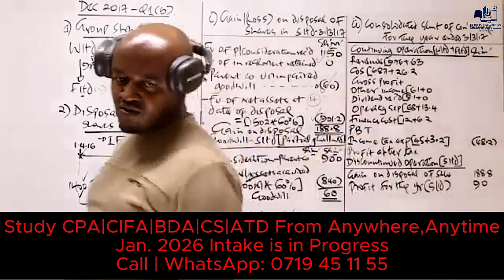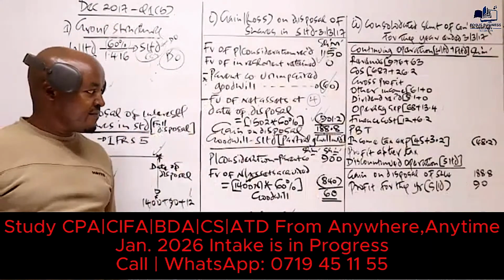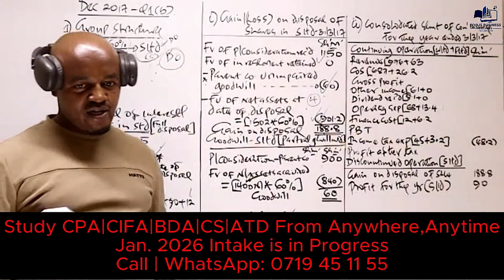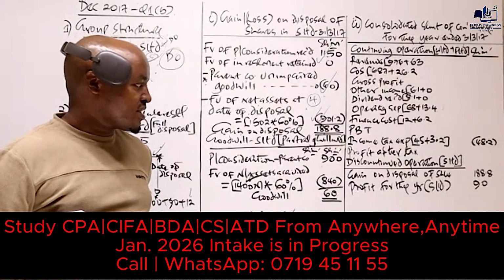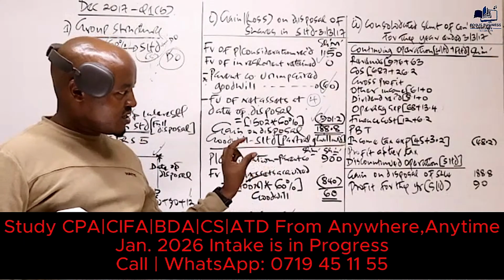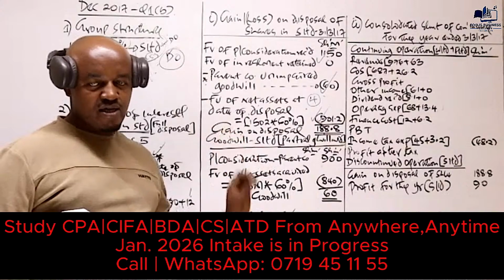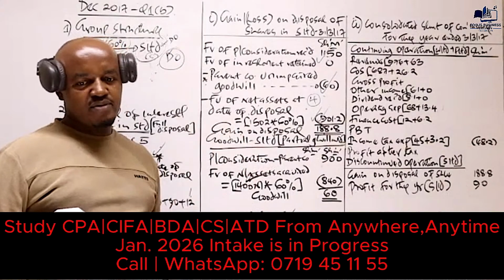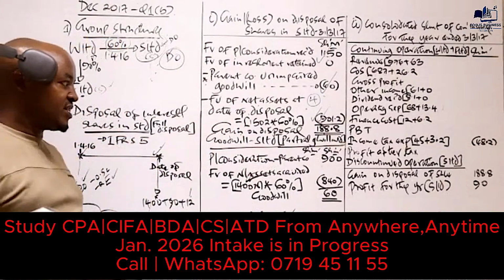This is what IFRS 5 requires: anytime we have a discontinued operation, the profit or loss from such a discontinued operation should be shown as a separate item within the statement of profit or loss. That's basically what we have there.